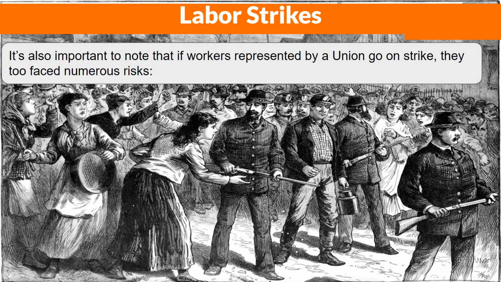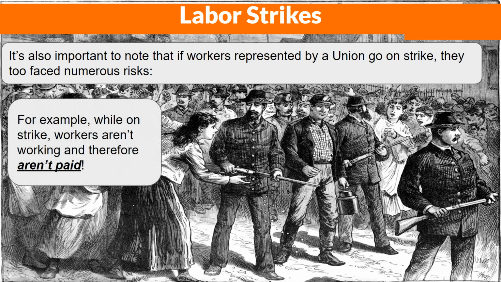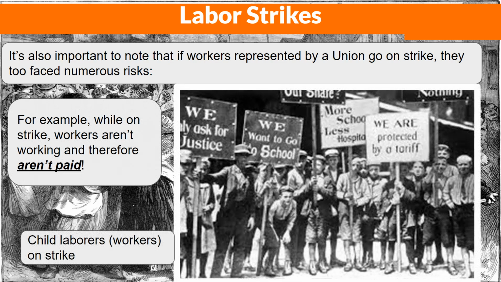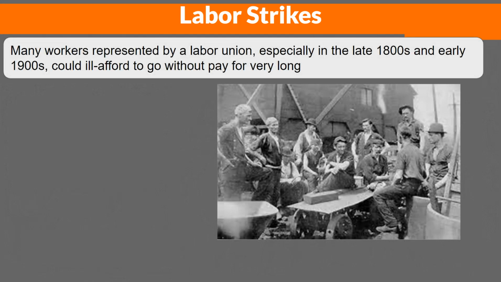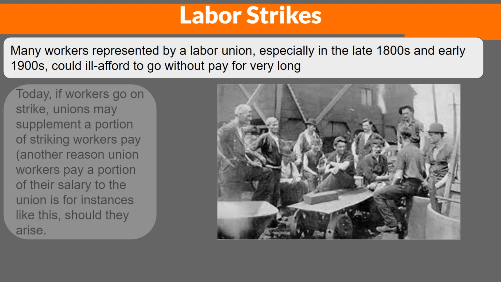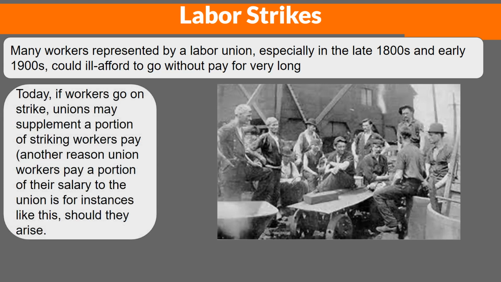It's also important to note that if workers represented by a union go on strike, they too face numerous risks. For example, while on strike, workers aren't working and therefore aren't paid. So here's some child laborers on strike here. Many workers represented by labor unions, especially in the late 1800s and early 1900s, could ill afford to go without pay for very long. Today, if workers go on strike, unions may supplement a portion of the strikers' pay.